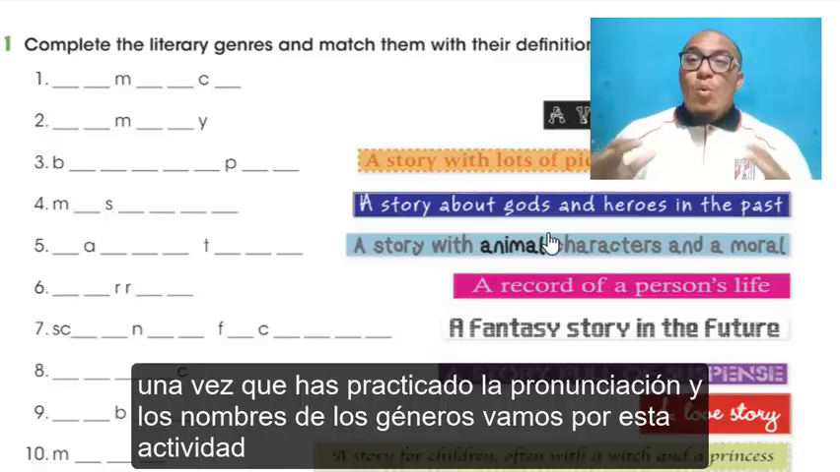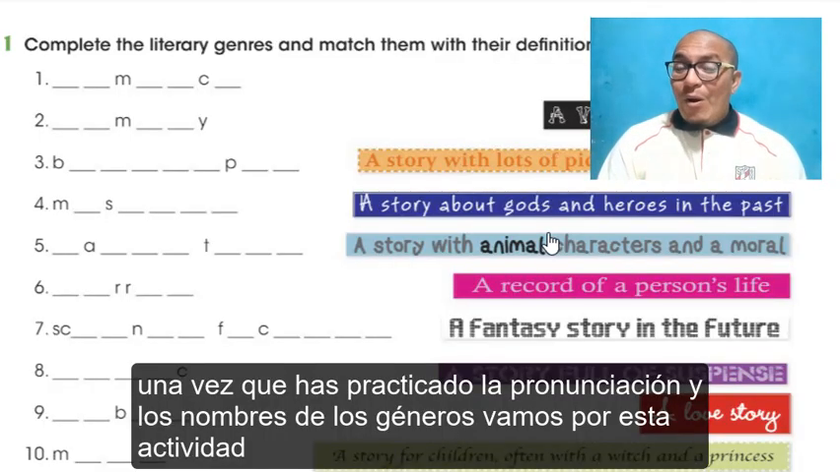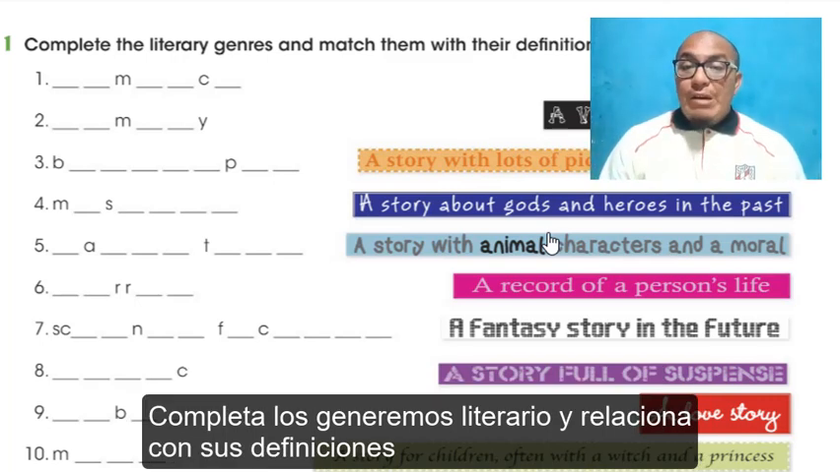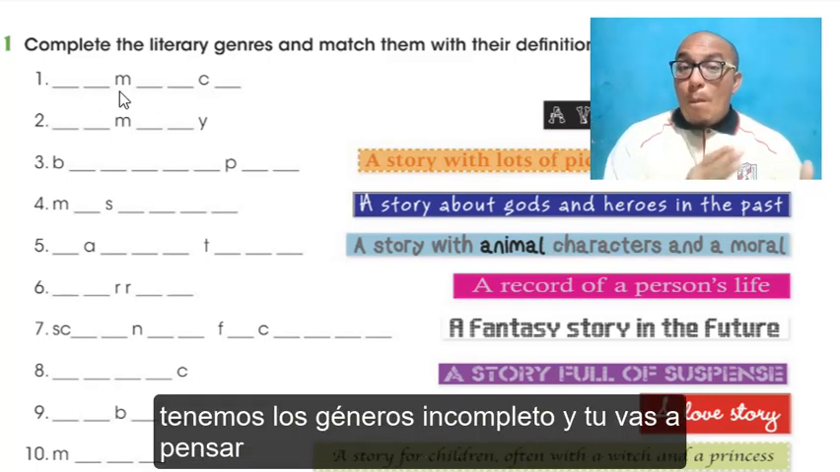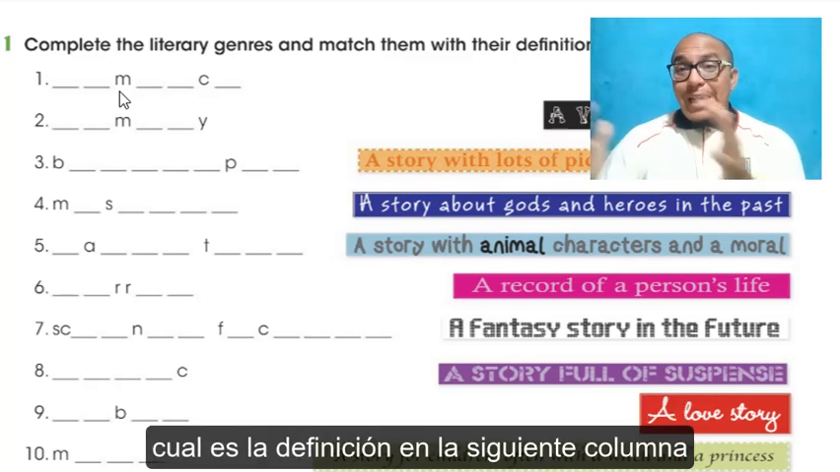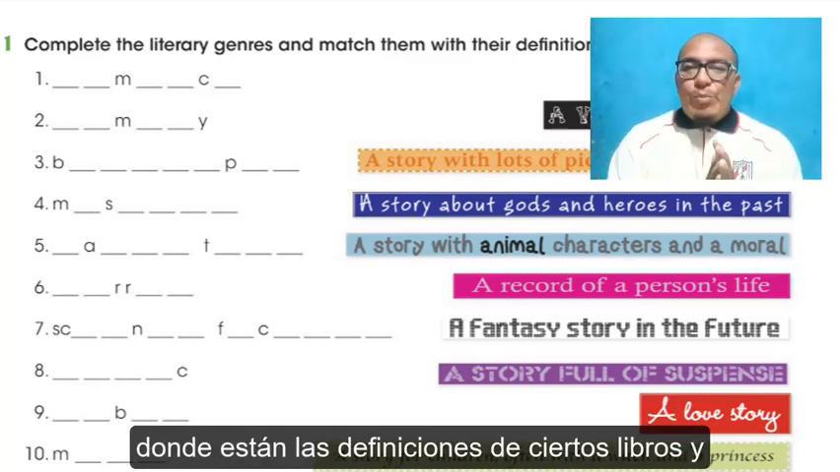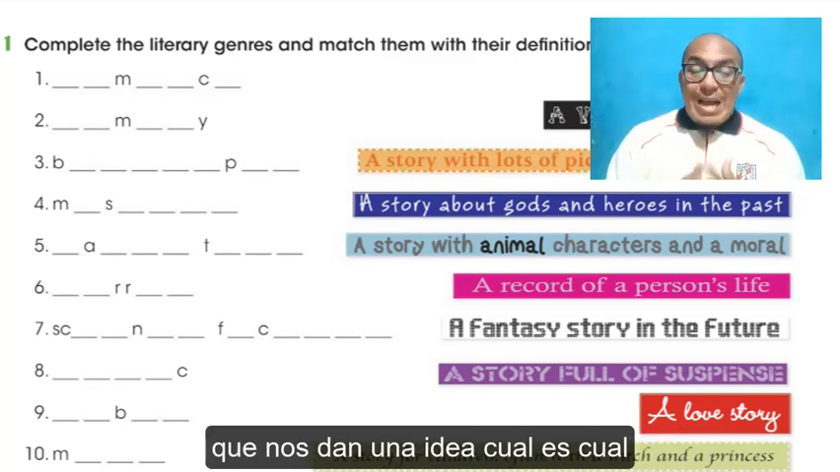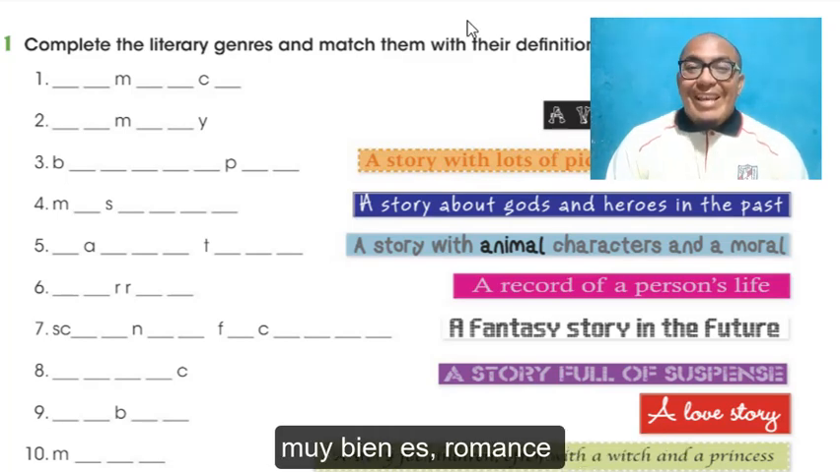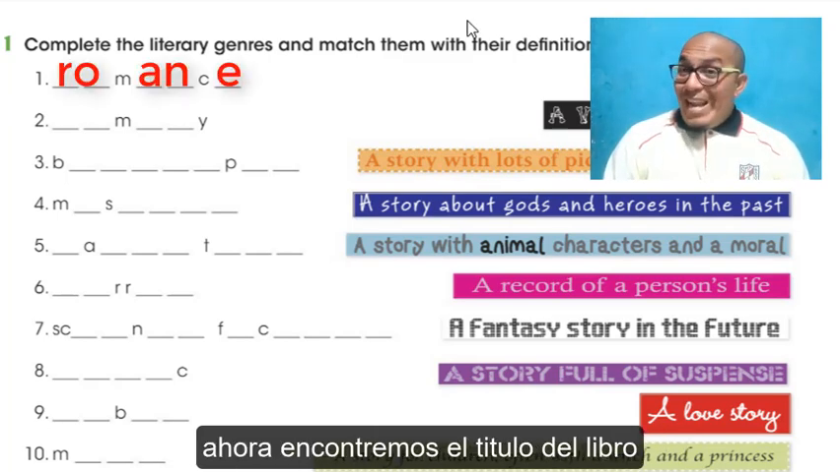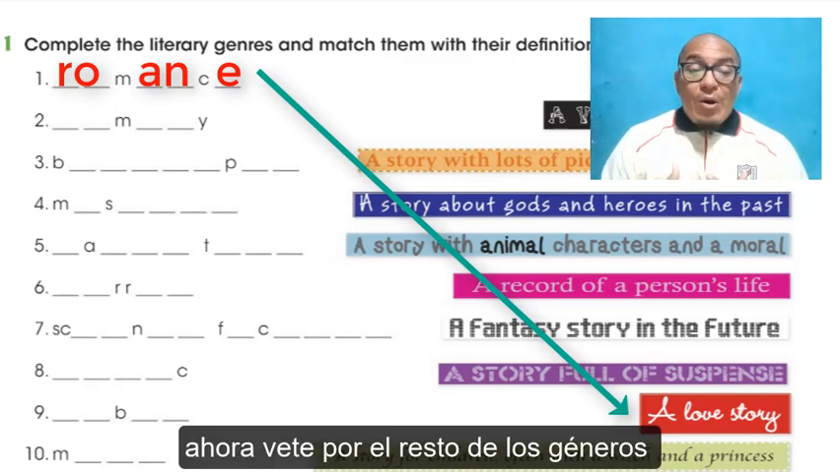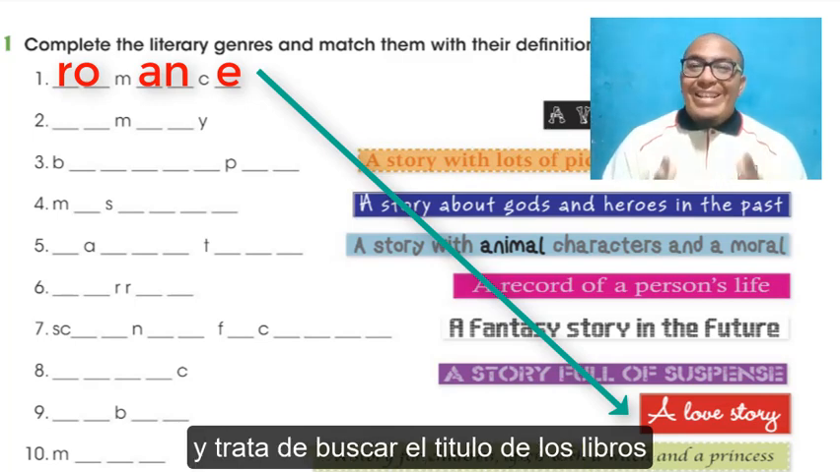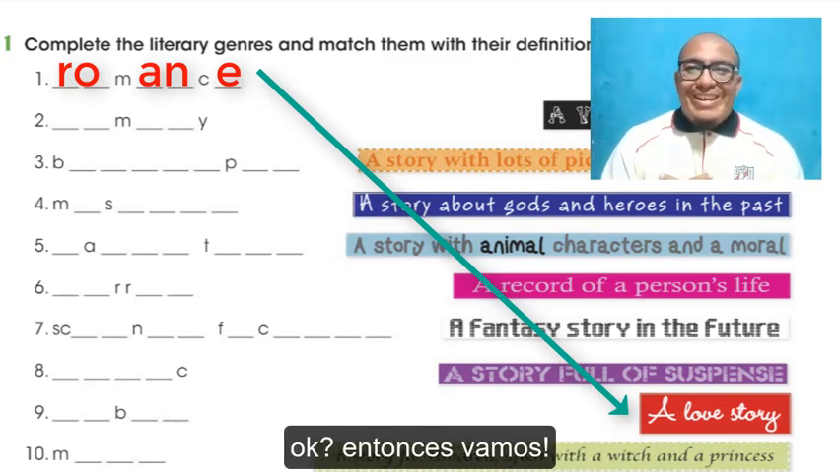Once you learn the names of the books, now let's go for this activity. Complete the literary genres and match them with their definition. For example, in number 1, we have an incomplete genre, and you are going to think about it in the next column, where we have the names of certain books giving us an idea of what that is. For example, in number 1, what is your opinion? Yeah, that's right, romance. Now let's find the title of the book. Good, so we have I Love Story. Yeah, it's very simple. Now let's go for the rest of the genres and try to look for the title of the book, right? Let's go.